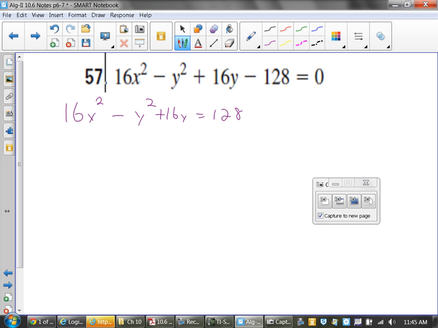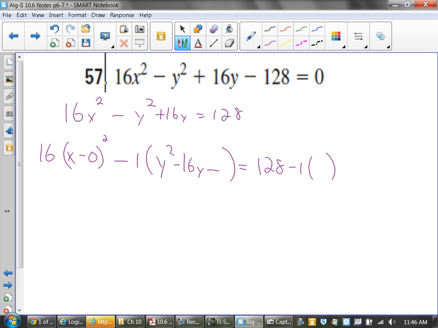The one on the left here, that just means that when I go to complete the square, I don't have to, because the h value would be 0. So this is just 16 times x minus 0 quantity squared. You can split it out like that if you have to. Sometimes it's easier to see. On the other part, I take out the negative 1, and I have y squared minus 16y blank. So this will equal 128 minus 1 times something. Half of it, negative 8 squared, and bring it over.